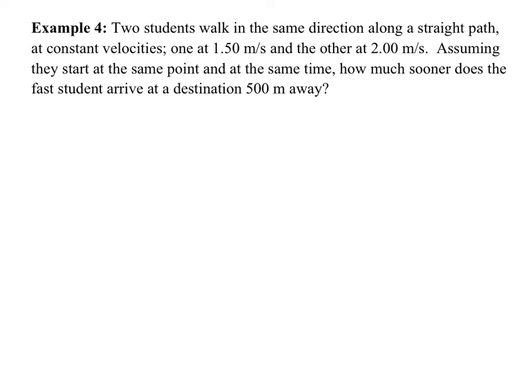Two students walk in the same direction along a straight path at a constant velocity, one at 1.50 meters per second, and the other at 2.1 meters per second. Assuming they start at the same point and at the same time, how much sooner does the fast student arrive at a destination 500 meters away?